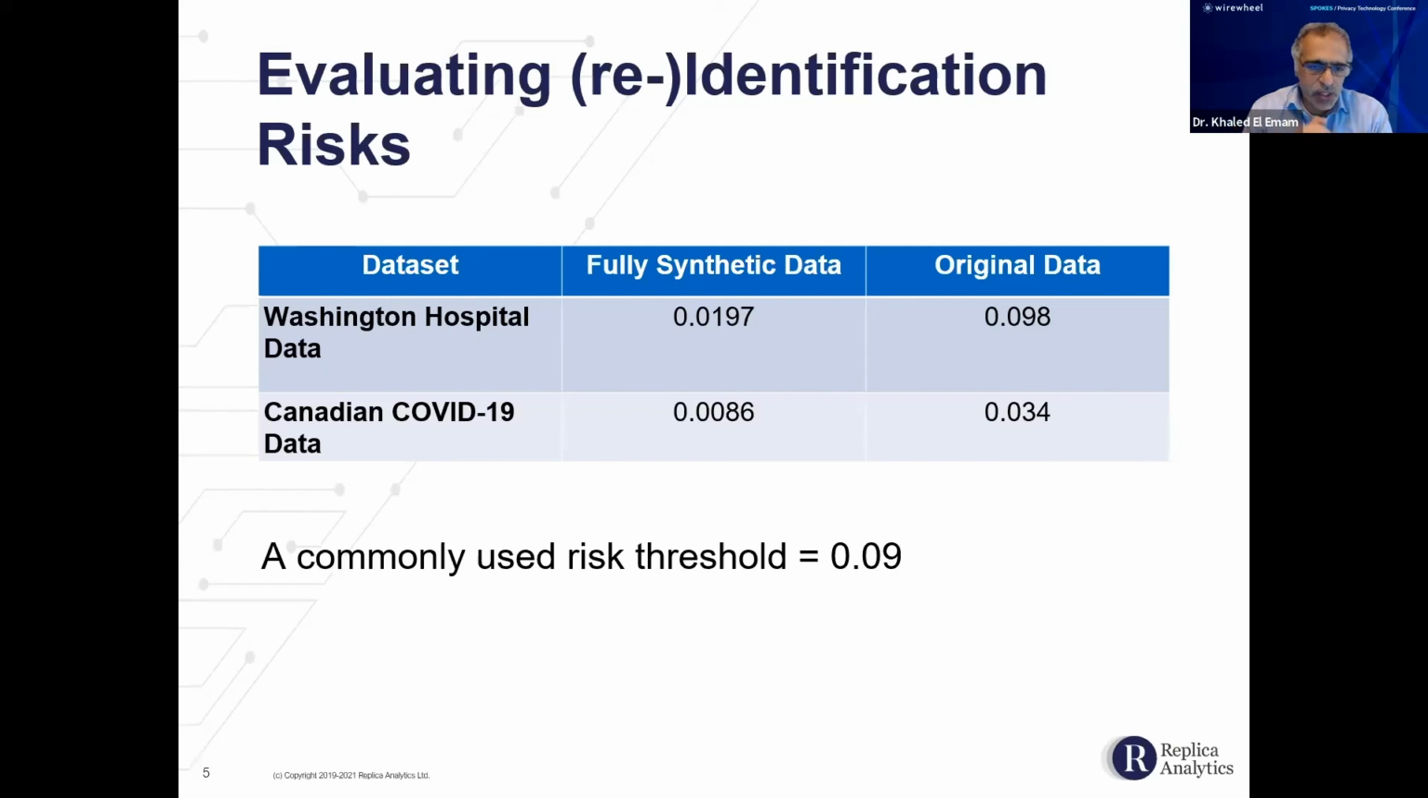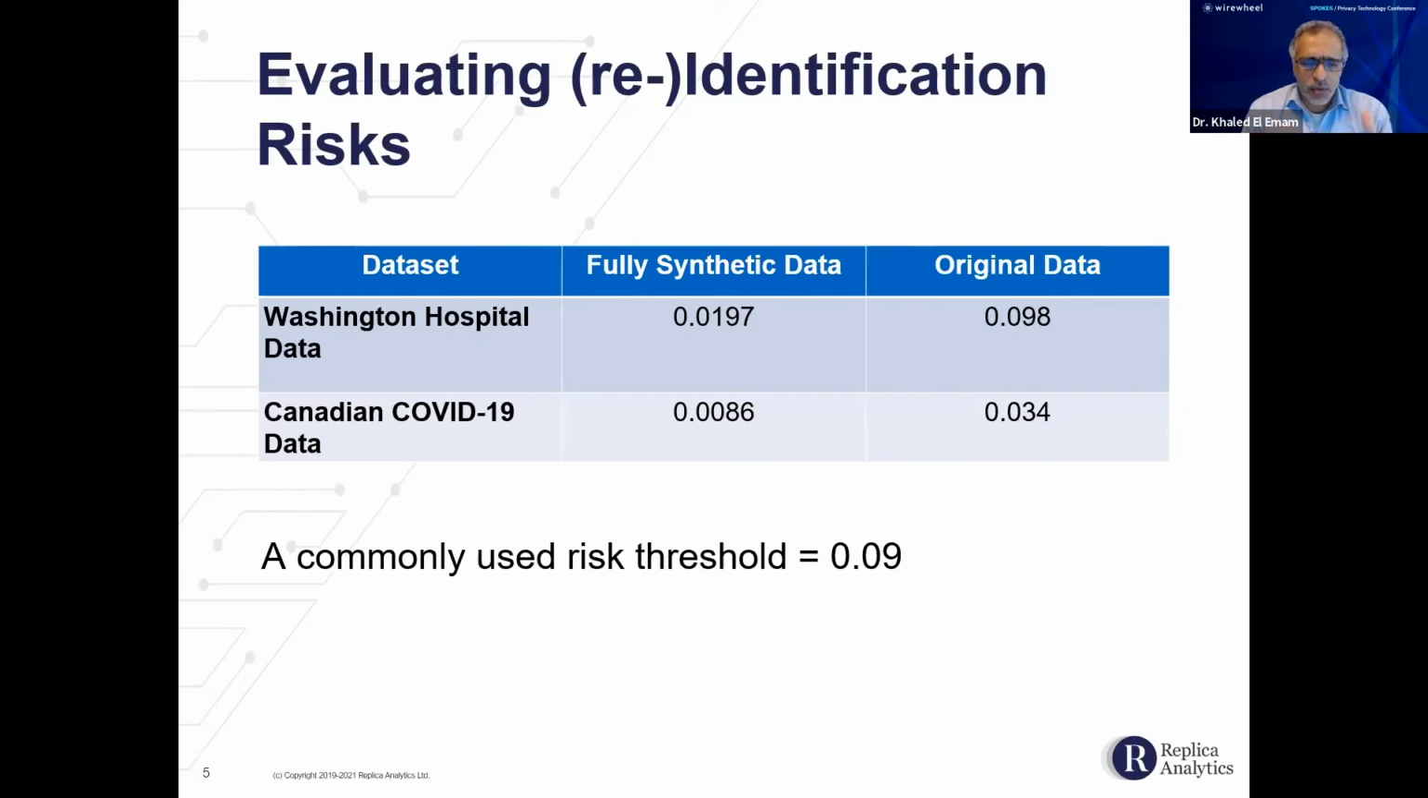So there are some privacy models for evaluating the risk of identification for synthetic data sets. Here's an example of an evaluation of privacy risks, essentially identity disclosure risks, for synthetic data on two health data sets. One is the Washington Hospital Discharge Database, and the other one is the Canadian COVID-19 case database. They vary in size. One is 650,000 individuals, and the other one is around 90,000.